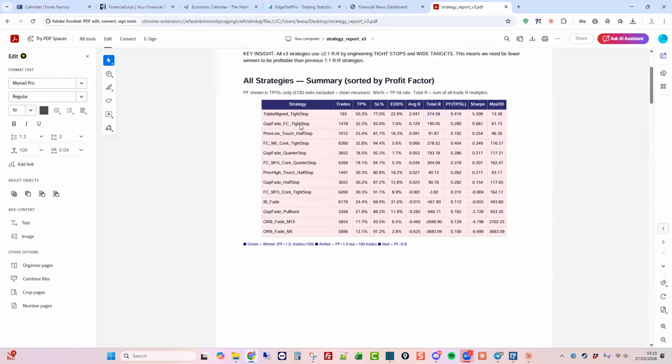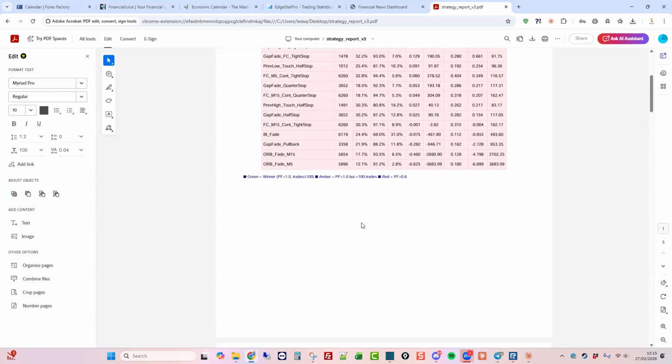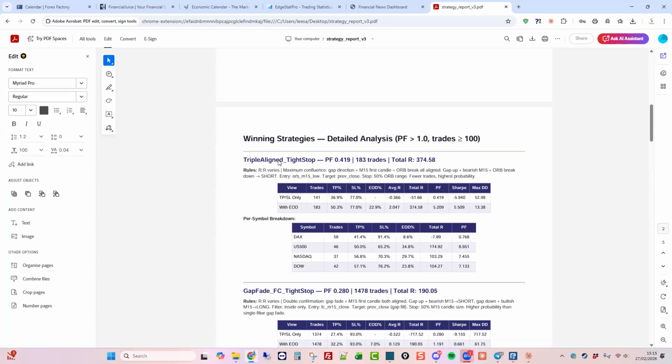Gap fade, tight stop, previous low touch. So these are all positive R strategies down to there, and then these are all negatives. Fading the ORBs, interestingly, which is the strategy that I asked him to have a look at, doesn't work. I'll need to look at that because I think that's a really good strategy. Anyway, triple aligned tight stop.